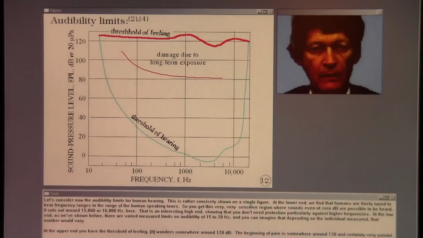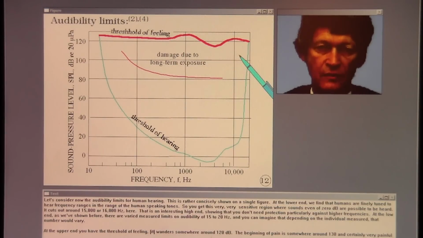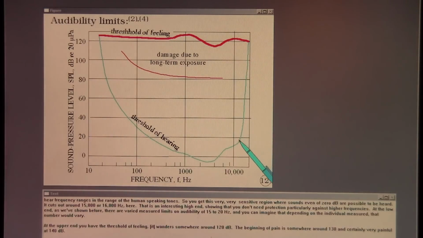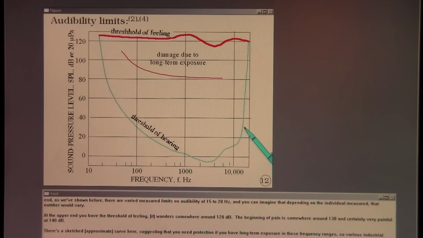Let's consider now the audibility limits for human hearing. This is rather concisely shown on a single figure. At the lower end, we find that humans are finely tuned to hear frequency ranges in the range of the human speaking tones. So you get this very, very sensitive region where sounds even of 0 decibels are possible to be heard. It cuts out at around 15 or 16,000 hertz here, and that is an interesting high end, showing that you don't need protection, particularly against higher frequencies.